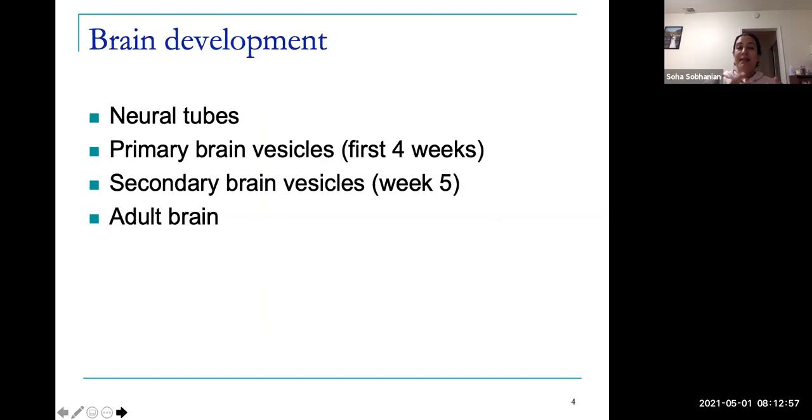Now, brain development is really fascinating. It's one of the structures that actually starts to grow at a very early stage of embryonic development. So when we start to grow the nervous system, in this case the central nervous system, we actually start with a structure that is only the cell bodies of the neuron.